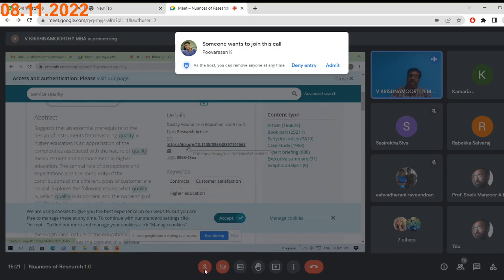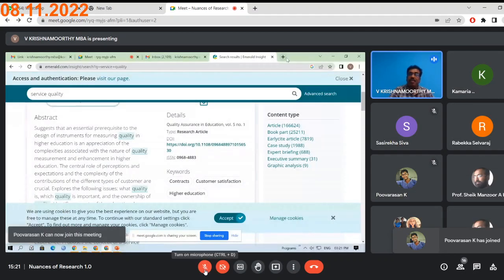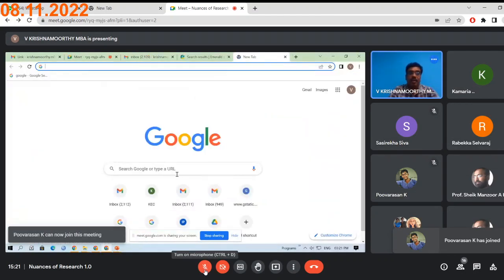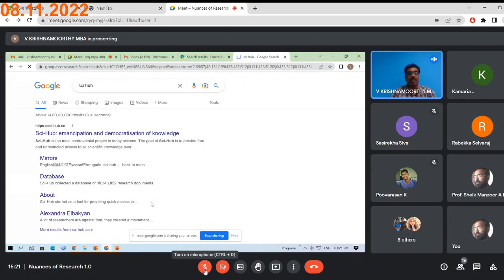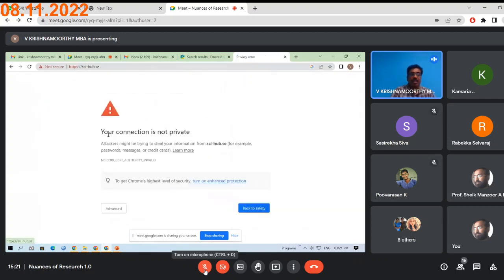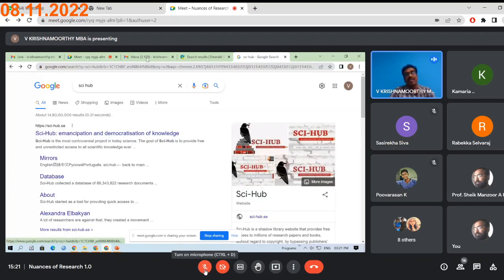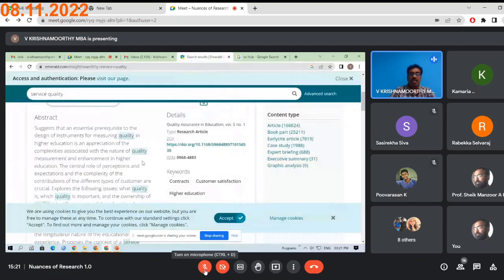Okay, that is a database. Then this is SCI Hub. You can type SCI Hub. It's like tamilrockers.com. Since I am getting data from my own institute, it says your connection is not private. But when you do it at home, definitely you can download this research paper.